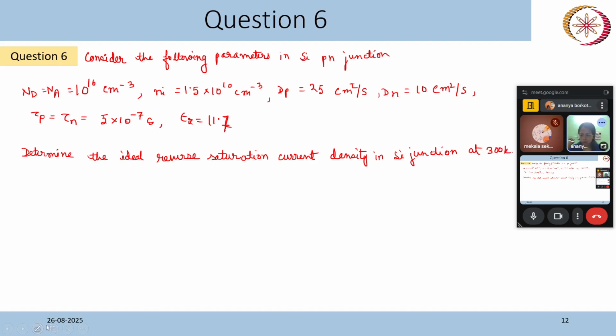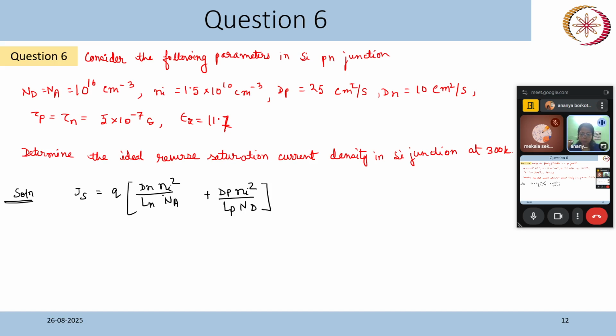So this is the question. We have to determine Js, the reverse saturation current density. So let's solve this. We know that Js is Q times Dn ni square by Ln NA, this is the electron current component, plus Dp ni square by Lp into ND, right?